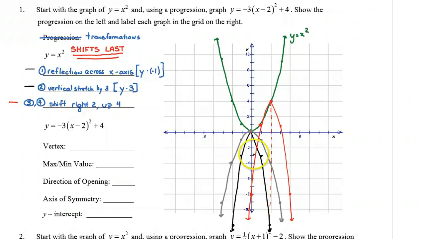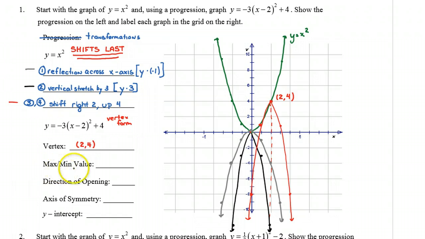So of course, now that I have this final graph, I can pull the vertex pretty easily off this, and I can see the vertex is at 2, 4. And you really want to make the connection here that the vertex can be read right out of vertex form. Remember, this is vertex form. So that's going to be 2, 4.